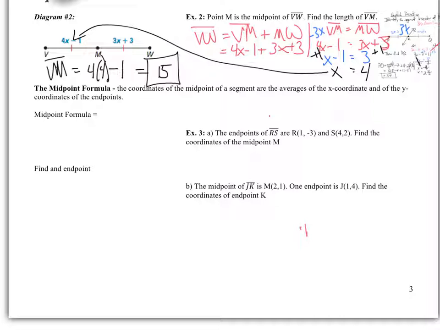Okay, the last thing we're going to do on this video is look at the midpoint formula. So we're going to look at midpoints and how we find midpoints. The midpoint formula: the coordinates of the midpoint of a segment are the averages of the x. Let's go ahead and underline that because that's important. The averages of the x coordinates and then the averages of the y coordinates of the endpoints. So we're looking at averaging x coordinates, averaging y coordinates.